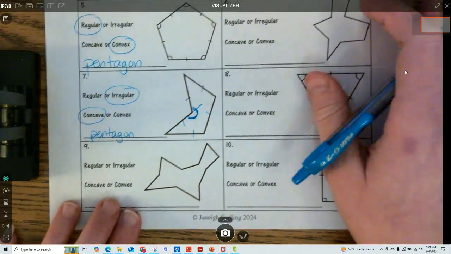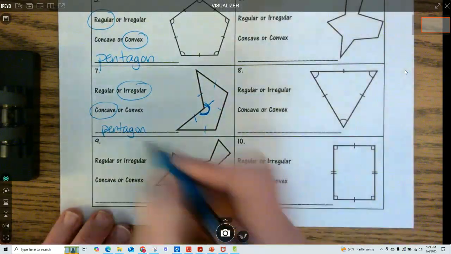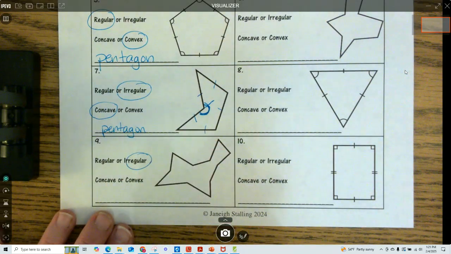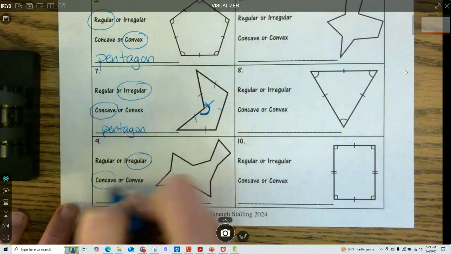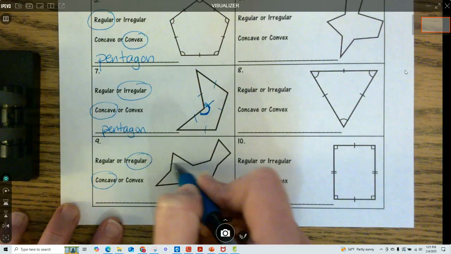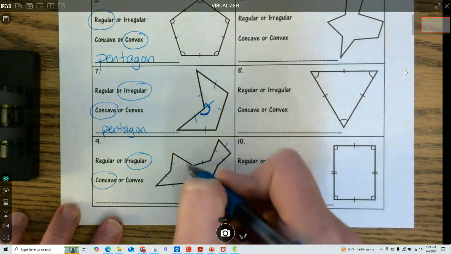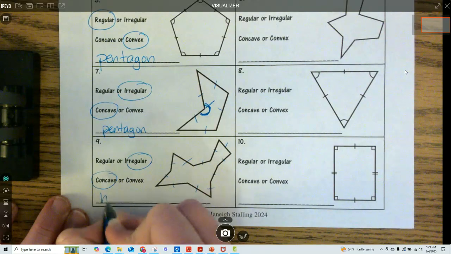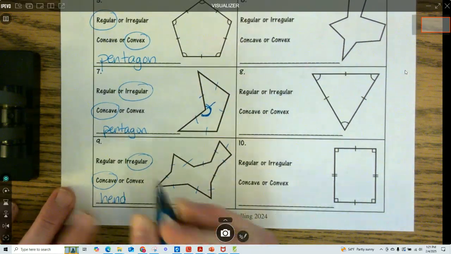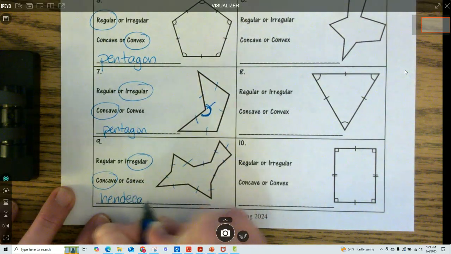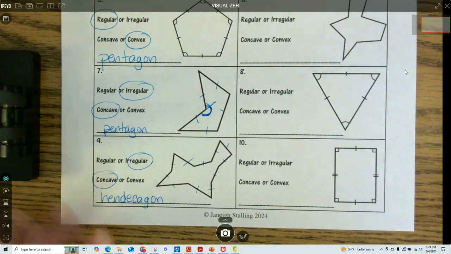And then number 9, regular, irregular? Irregular. Concave or convex? Concave. And then we name it. 1, 2, 3, 4, 5, 6, 7, 8, 9, 10, 11. 11 is a hendecagon. Not too bad, right? Okay. We're going to hope this unit stays that way.